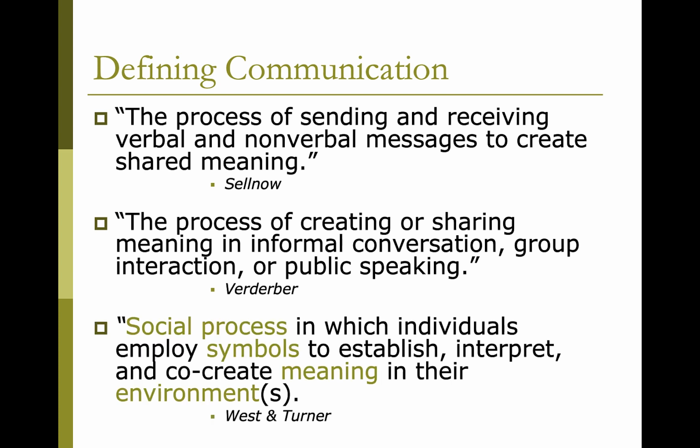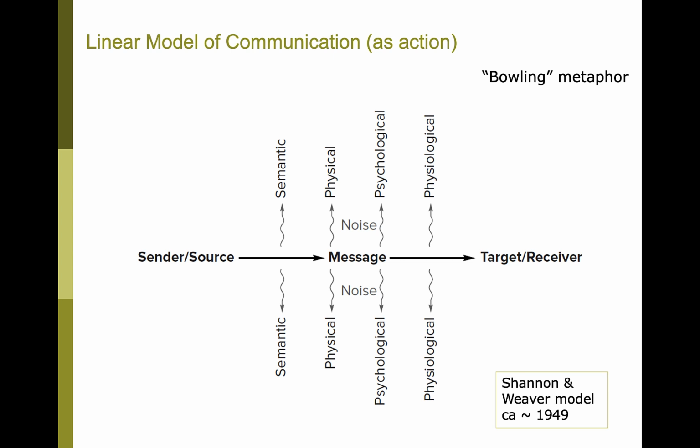Now your textbook uses this definition: social process in which individuals employ symbols. There's the first time we've seen that. The idea that we have symbols, and that's going to become a word that we're going to want to unpack. And we use those symbols to establish, interpret, and co-create meaning in environments. So let's dive into the models. These models evolved over time in the field of communication. And I'm going to take you through 3 primary versions of the model of communication.